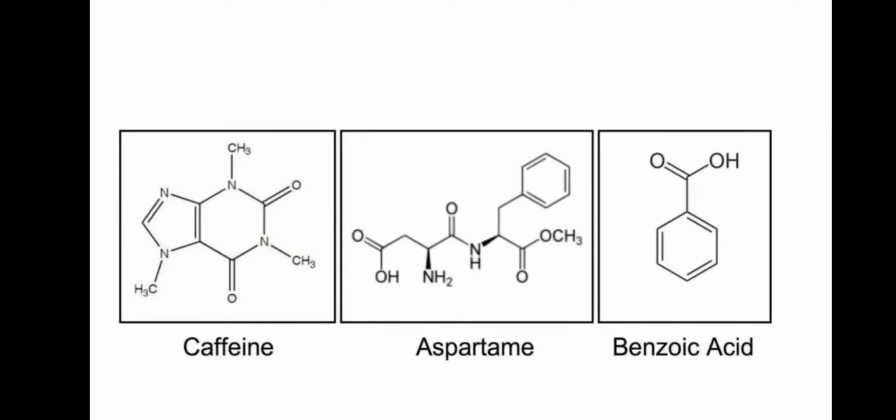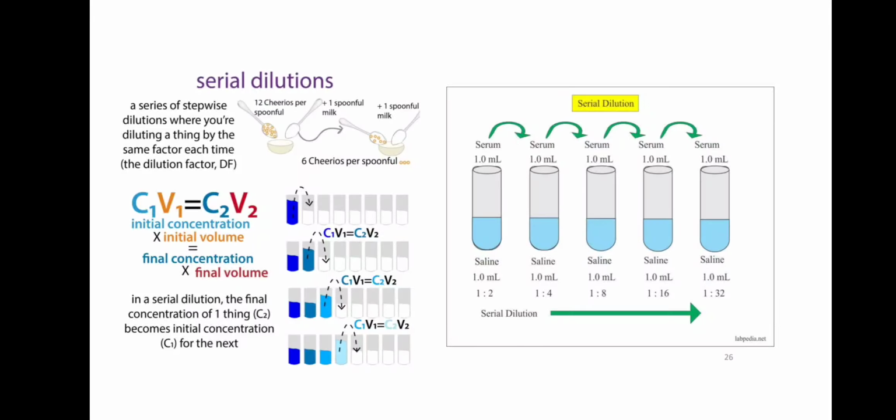This slide showcases the chemical structures of caffeine, aspartame, and benzoic acid. These compounds are often analyzed using HPLC due to their prevalence in food and beverages. By understanding their chemical structures and properties, we can select the appropriate column chemistry and separation conditions to achieve optimal results in our HPLC analysis.